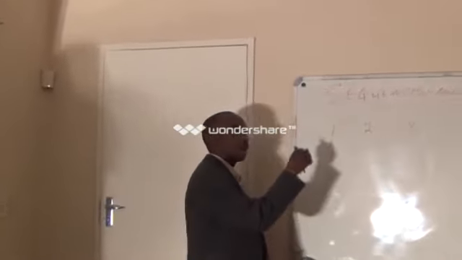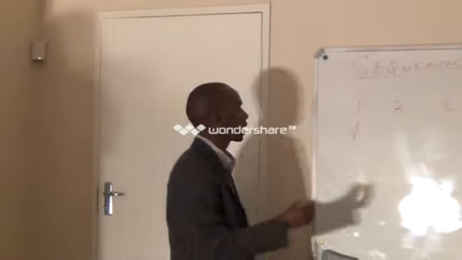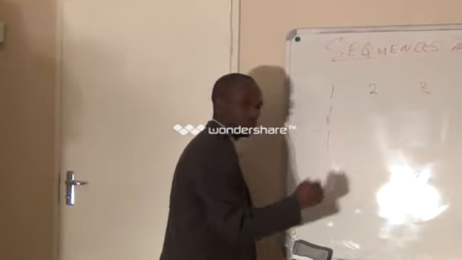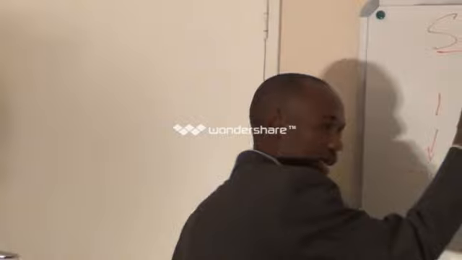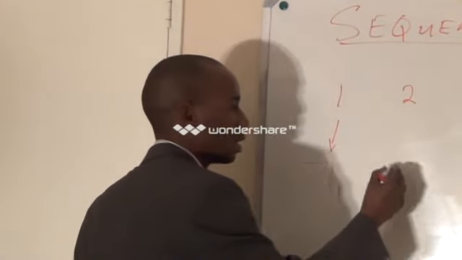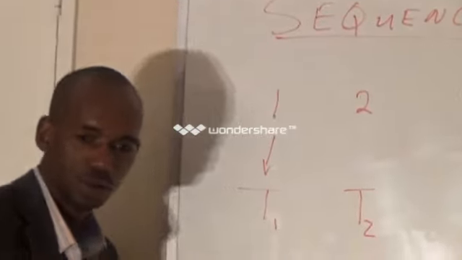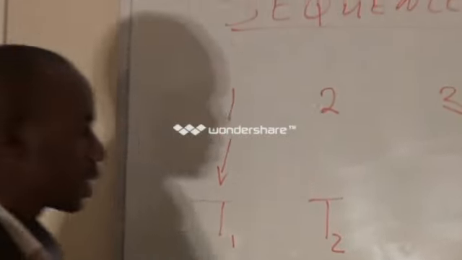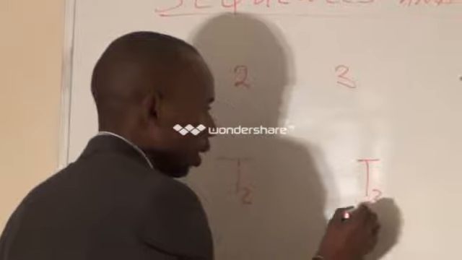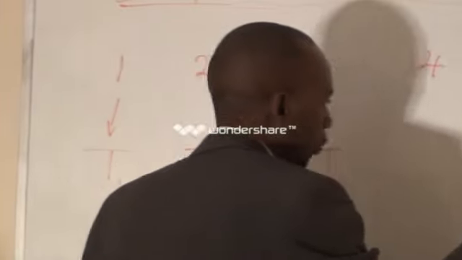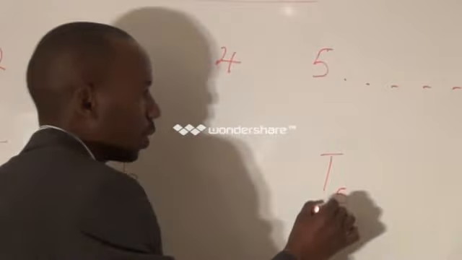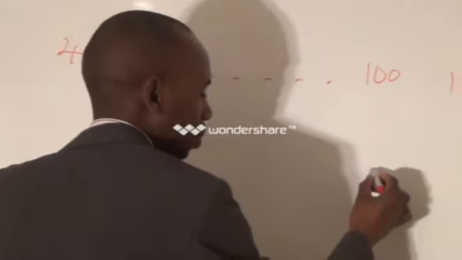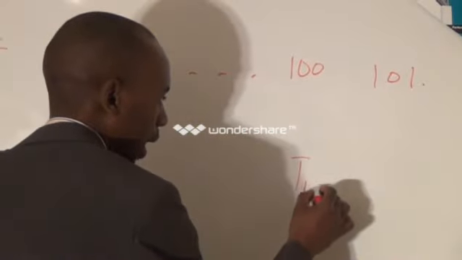If this is going to be our first term, let us agree to call it term 1, T1. Which means that we can then go on to call our second term, T2. Our third term, T3. Our fifth term, T5. Our 100th term, T100.